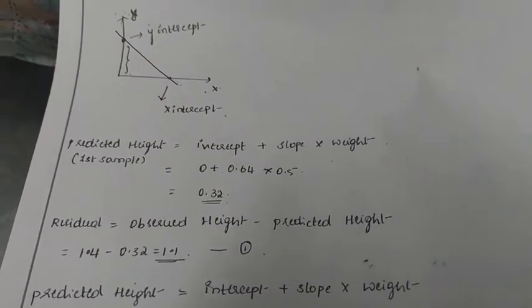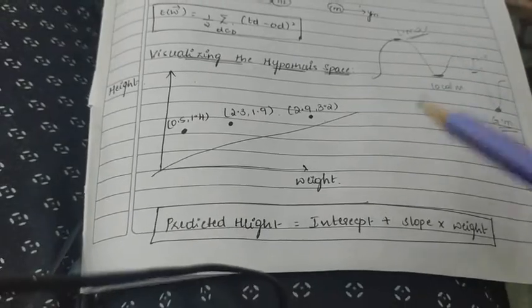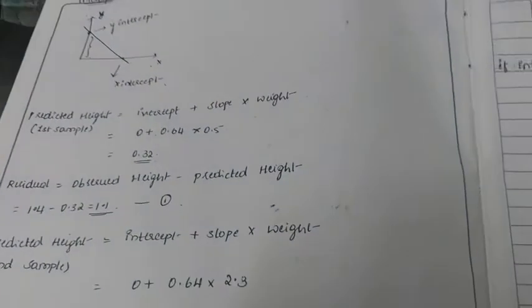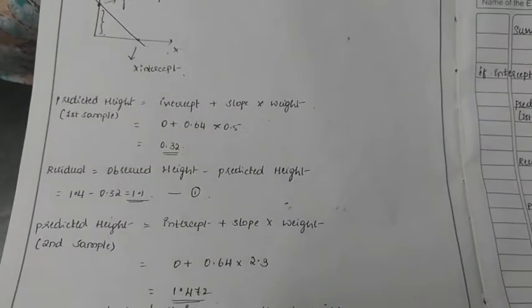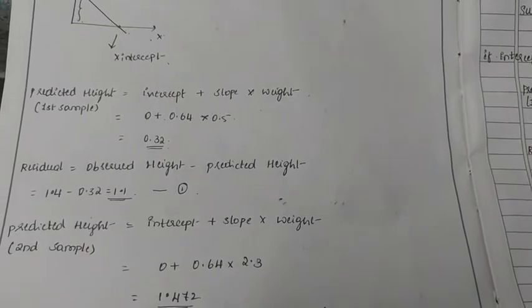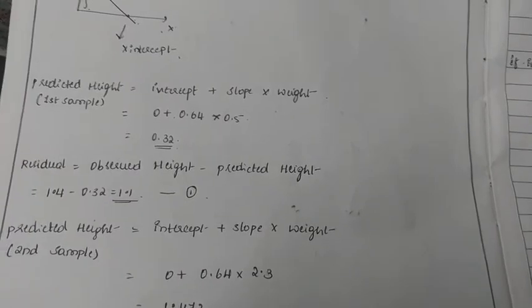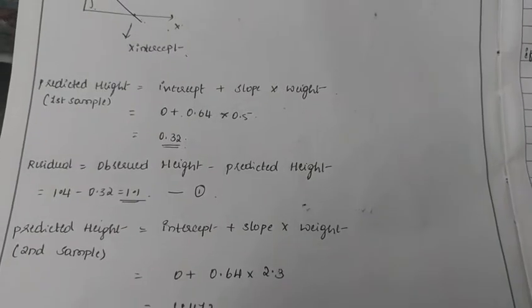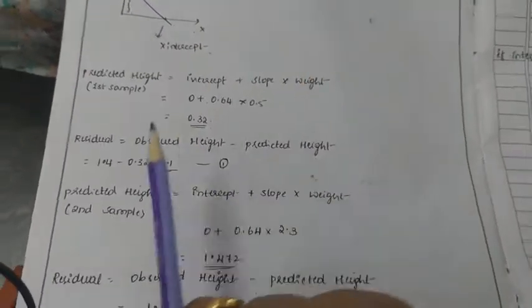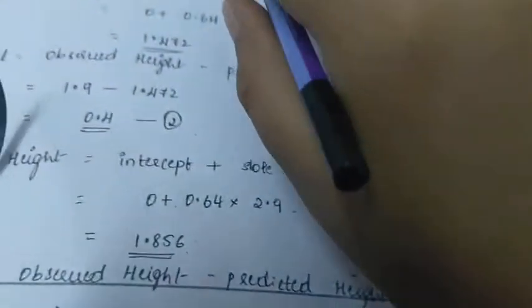The intercept: since the line is not cutting any of the axes, we can observe that it is starting from the origin. That's why the intercept we have chosen here is equal to 0. So 0 plus slope, which is 0.64, an assumed value. If this problem is given, the value will be given in the question paper, or you can just assume the same value and continue the problem if it is a theory question. So 0.64 into weight. What is the weight given here for the first sample? It is 0.5. So that 0.5 is taken here.